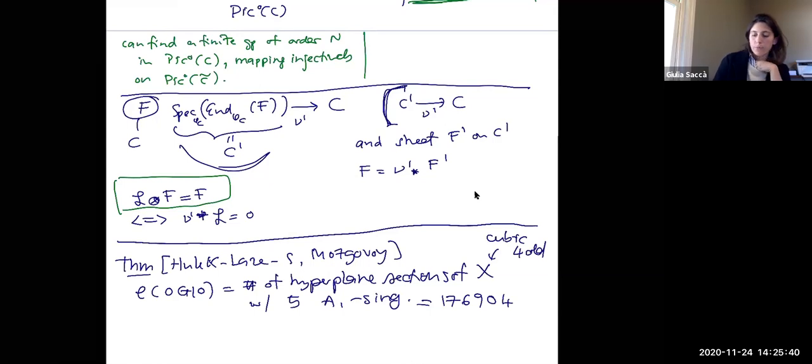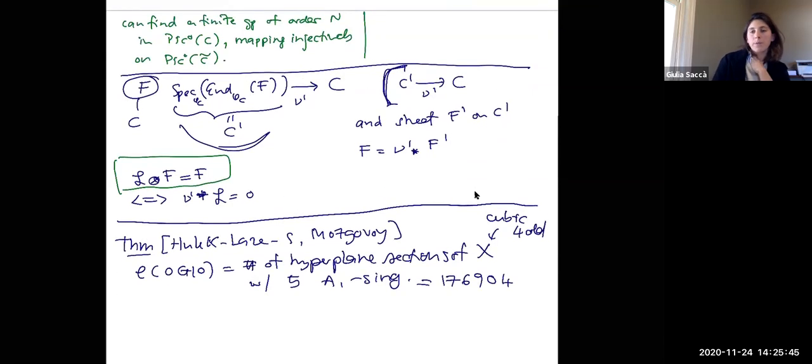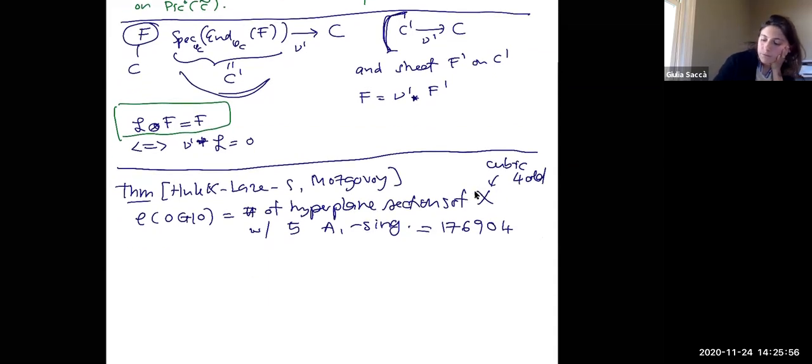The proof is much faster once you have the intermediate Jacobian fibration, using the same technique. And so I'll give a very rough sketch of this. As I said, you use the intermediate Jacobian fibration associated to a general cubic fourfold, J_X to P^5.